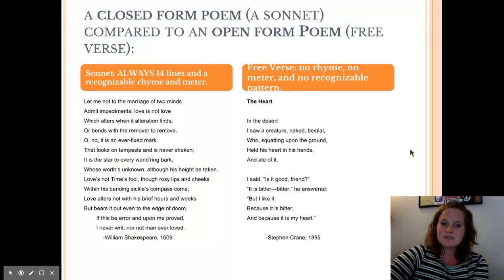So clearly both of these have two very different perspectives on love, and the structure of the poem reflects the poet's different perceptions of the same idea of love.